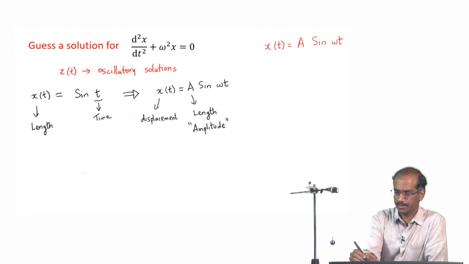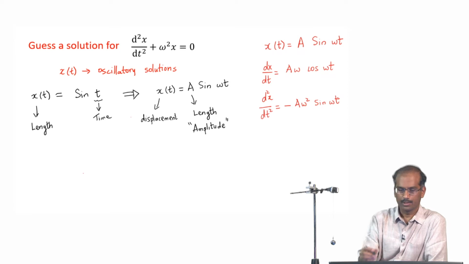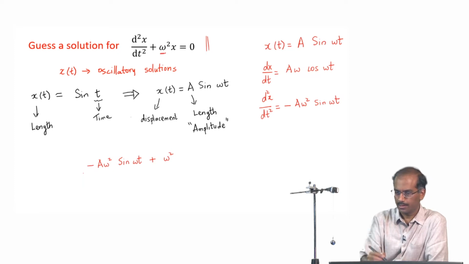So, x of t is A sin omega t, and dx by dt will be A omega cos omega t, and d square x by dt square would be minus A omega square sin omega t. Now, let us put the quantities back in this equation, in which case I will get minus A omega square sin omega t plus omega square, which is this quantity, times x, which is A sin omega t, and clearly this cancels one another out. So, you do get a 0.